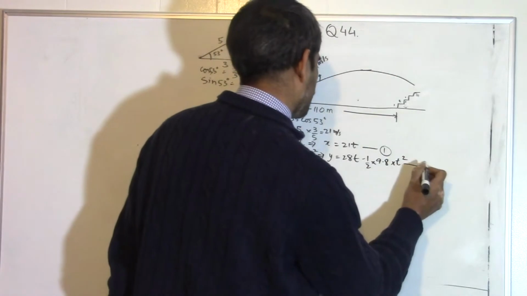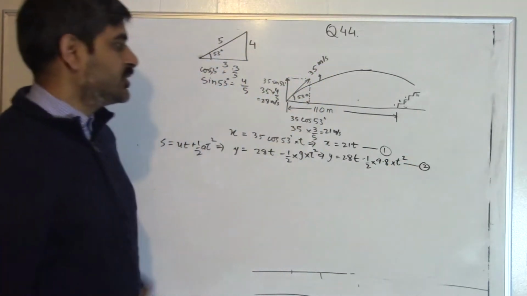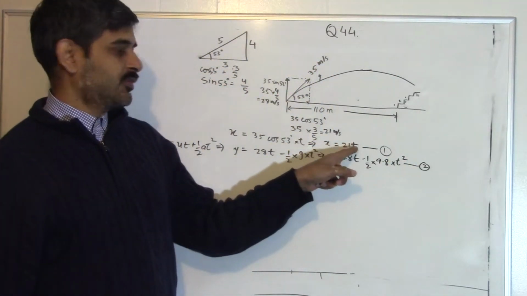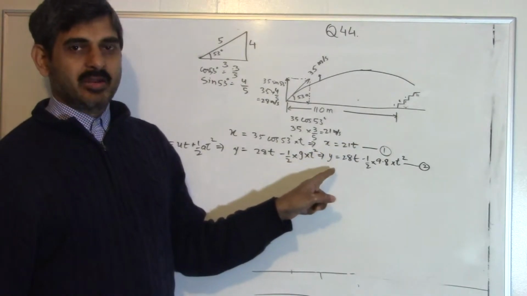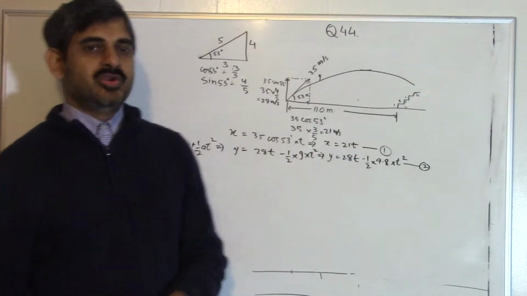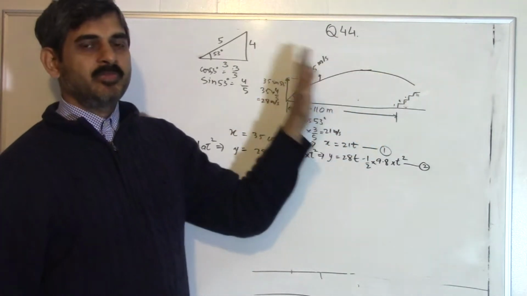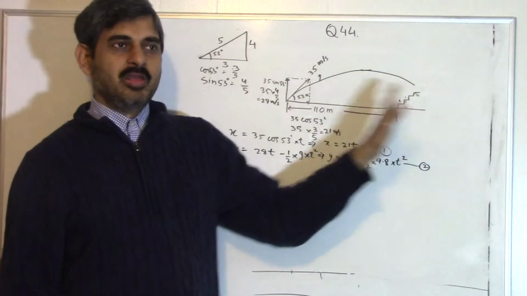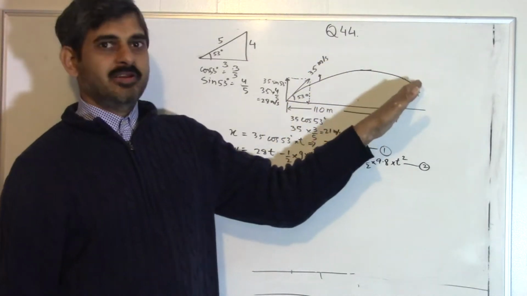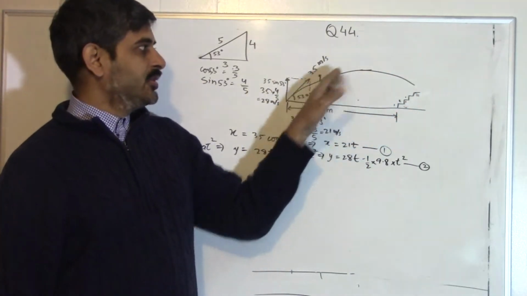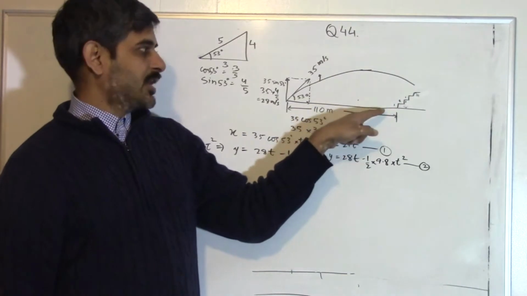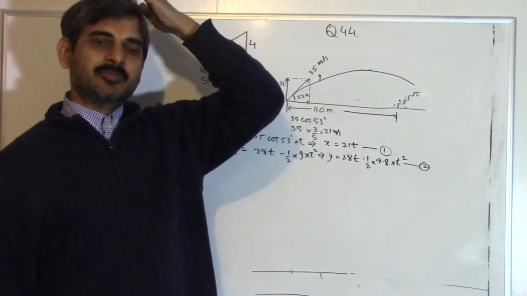This is our equation number 2. Now substitute this value of t from here into y here. What we are trying to do is get an equation of the trajectory in x and y, because that is the trajectory. When we get that, we need to find the equation of that trajectory with the stairs.